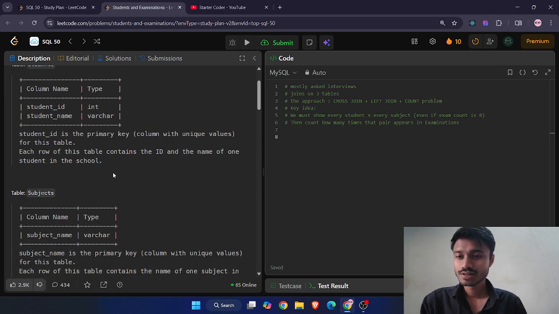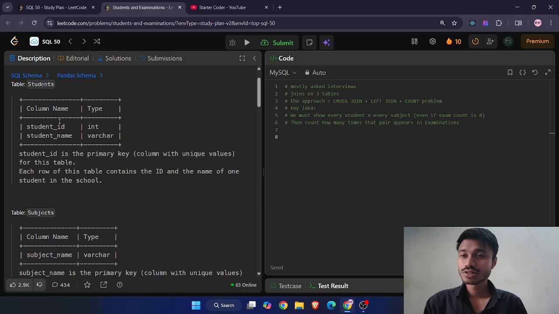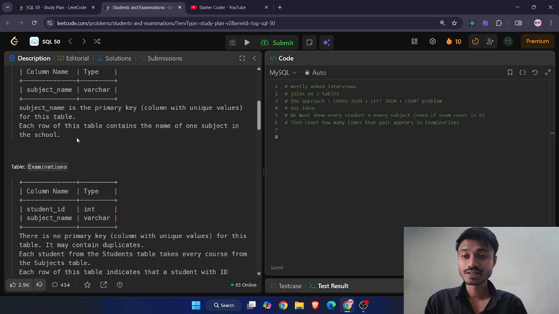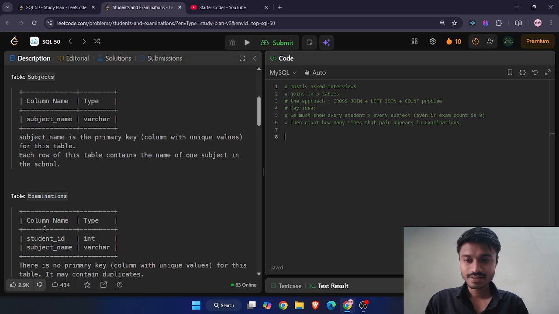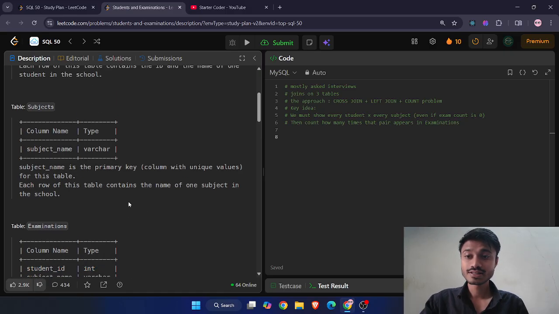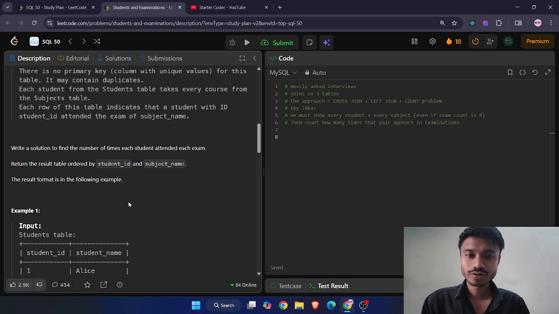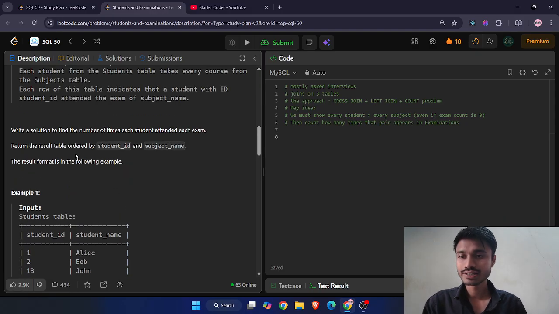Firstly, the student table, subject table, and examination table. So what is the relation between them? In the student table there are two columns: student ID and name. The subject table has only subject name, and the examinations table has only student ID and subject name. So student ID is common in the examination and the student table, and subject name is common in the subject table and the examination table, right? Let's talk about what the solution needs.